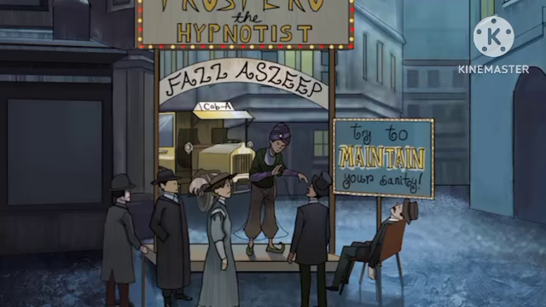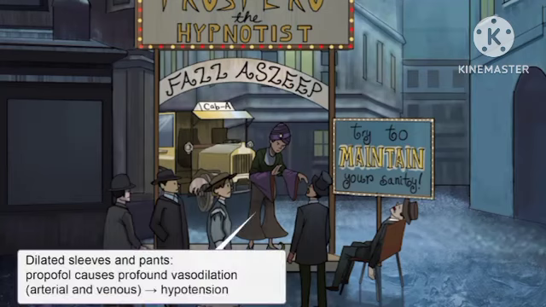Watson. Compared with other induction agents, propofol produces the most pronounced decrease in systemic blood pressure. This is due to profound vasodilation in both arterial and venous circulation, leading to reductions in both preload and afterload. So take a look at Prospero's outfit, and you'll see that we've included our recurring symbol for decreased vascular resistance, those baggy, dilated arterial sleeves and venous pants.